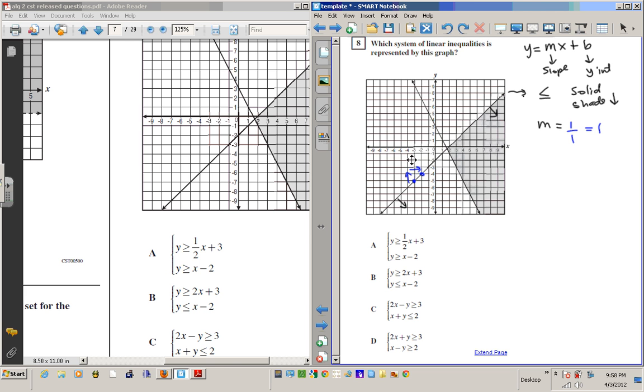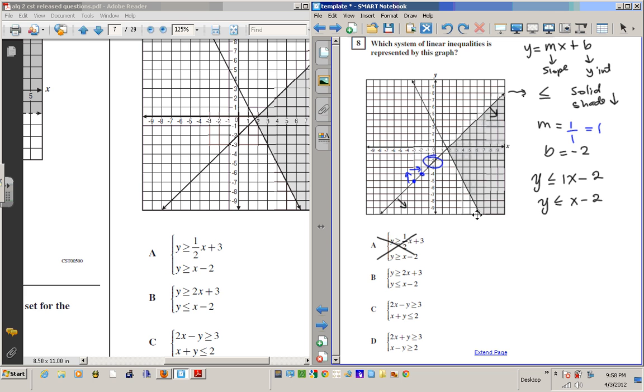Now, what is the y-intercept? It's where it cuts the y-axis. So for line 1, b is basically -2. So we have a combination of these: y is less than or equal to 1x minus 2, which reduces to y is less than or equal to x minus 2. Okay? All right. So we can cancel this one. This cannot be the answer because this is greater than or equal to.